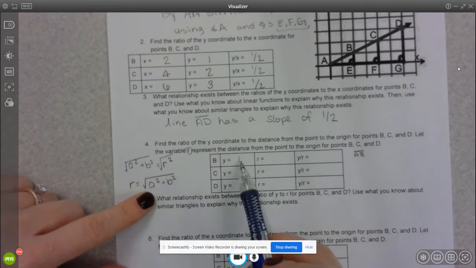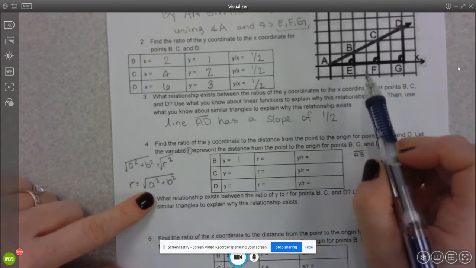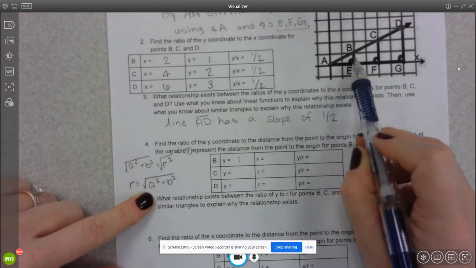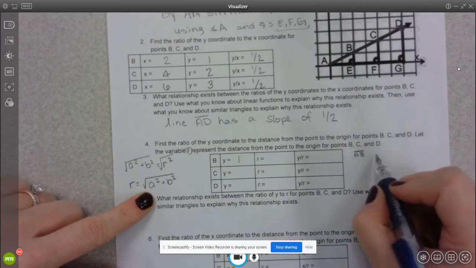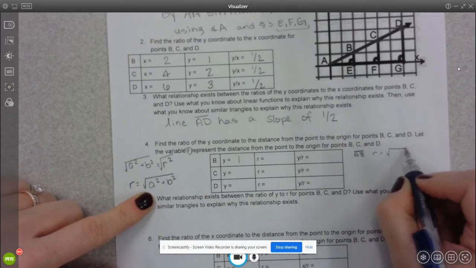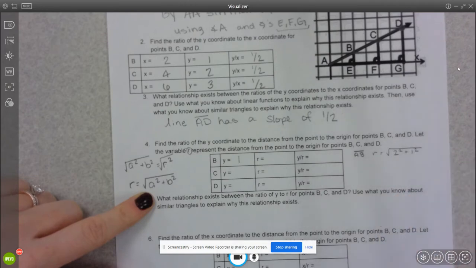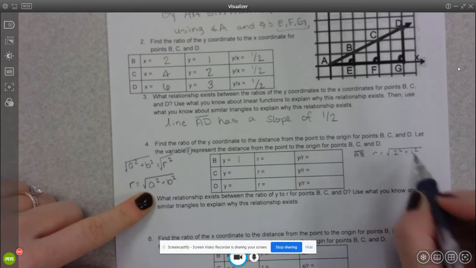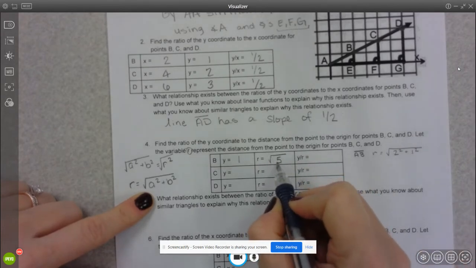So A and B are the sides of my triangle that are connected to the right angle. Here I have a side length of 2 and a side length of 1. So R for this is going to be the square root of 2 squared plus 1 squared. 2 squared is 4. 1 squared is 1. 4 plus 1 gives me 5. I'm going to leave these as radicals.